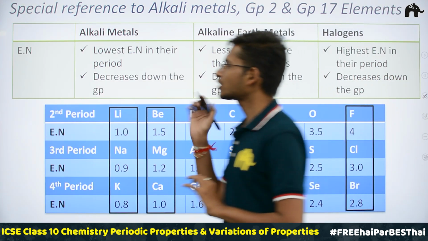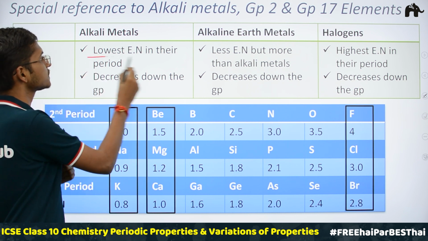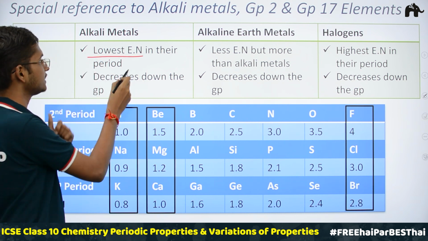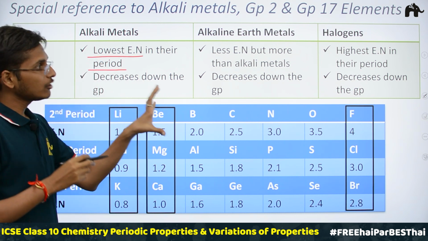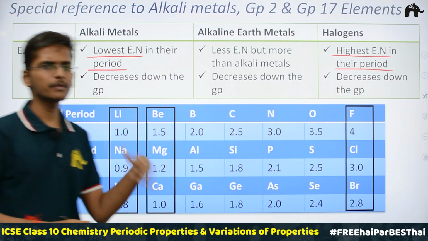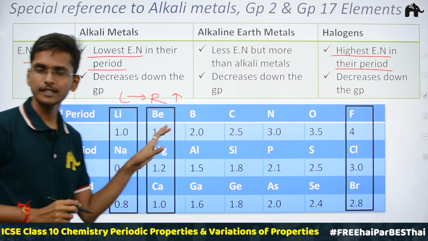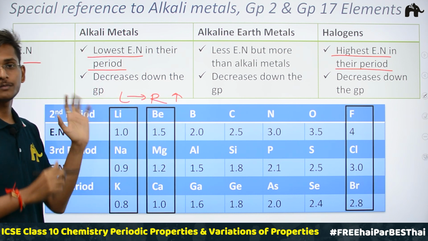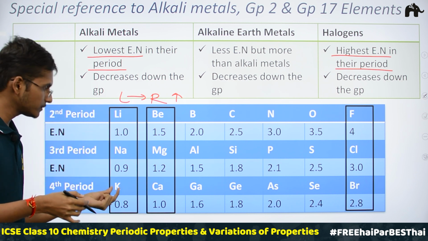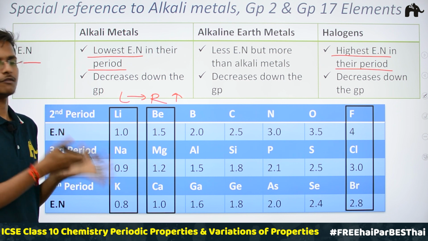Next is electronegativity. Alkali metals show the lowest electronegativity value in their period, and halogens show the highest electronegativity value in their period. How to remember it? The same way, from left to right we know electronegativity value increases, right? So to the extreme left the values would be lowest. To the extreme left alkali metals are present and they have the lowest electronegativity values. In this way we can remember.